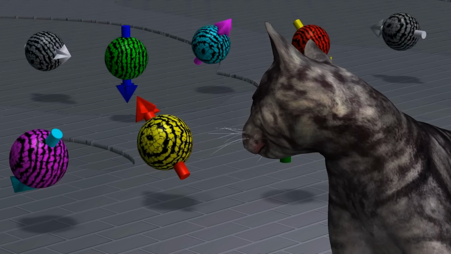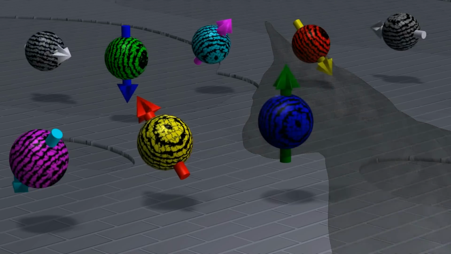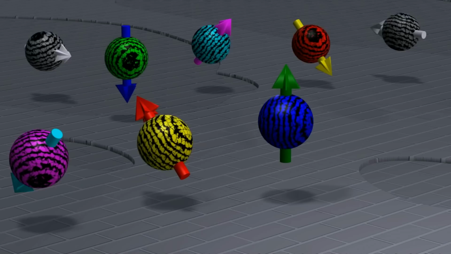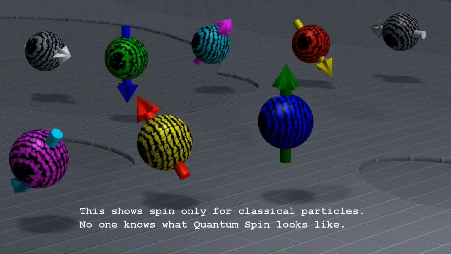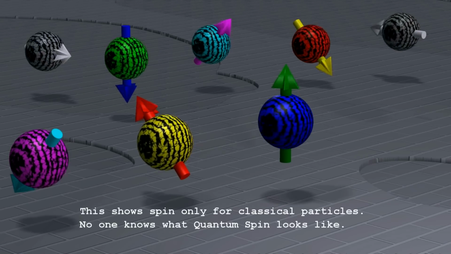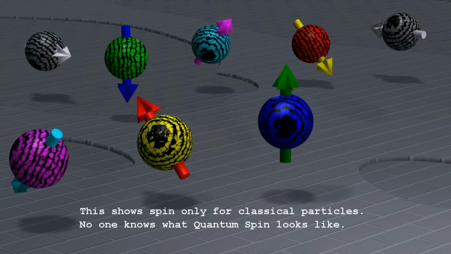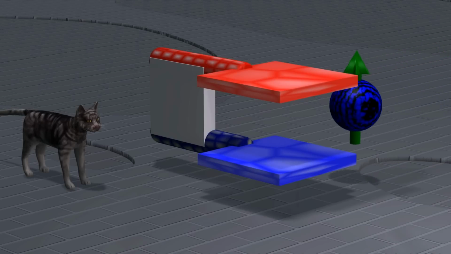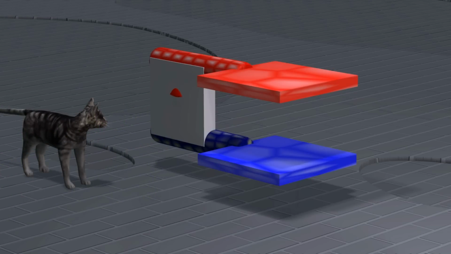The direction of the spin of a particle can be described by an imaginary arrow. Particles spinning in opposite directions will have their arrows pointing in opposite directions. Particles are too small to see the spin directly with our eyes. But we can build detectors which tell us if the spin is in the direction of the red plate or if the spin is in the direction of the blue plate.